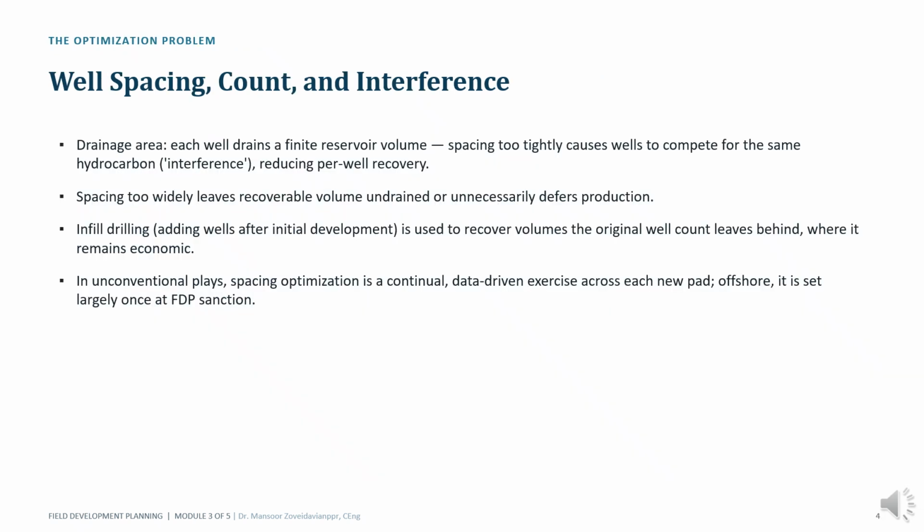Every well drains a portion of the reservoir. If wells are placed too close together, they compete for the same hydrocarbon volumes. This is known as interference and can reduce the effectiveness of each well. If wells are placed too far apart, portions of the reservoir may remain undrained or production may be unnecessarily delayed. The challenge is finding the optimum spacing.